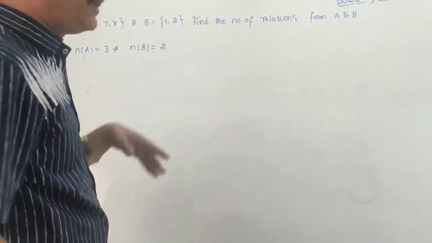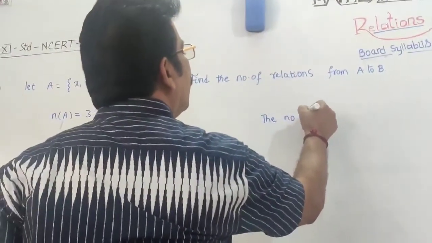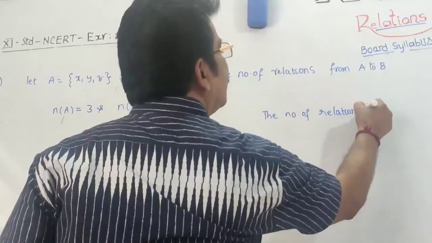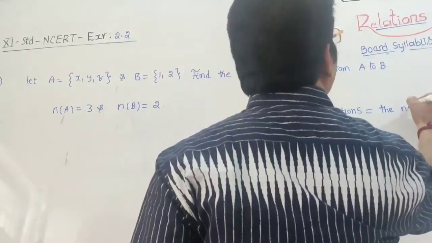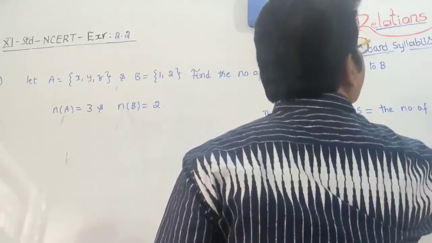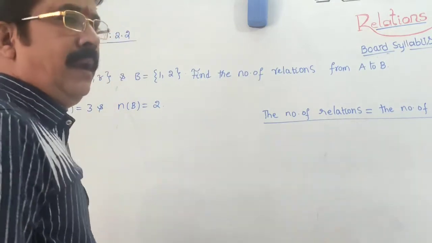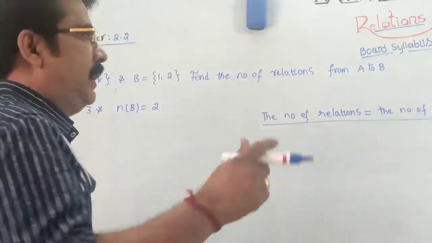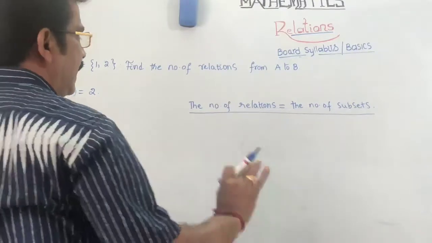Next, find the number of relations from capital A to capital B. The number of relations is equal to the number of subsets. This is the formula for any set, because every subset is one relation. Therefore, the number of relations equals the number of subsets. Okay, next.